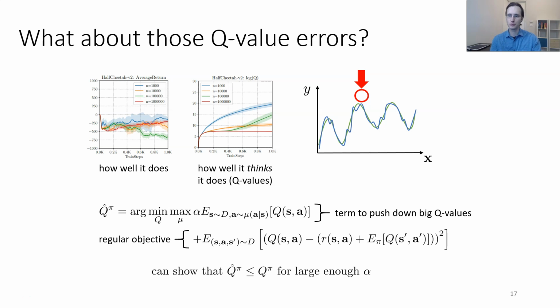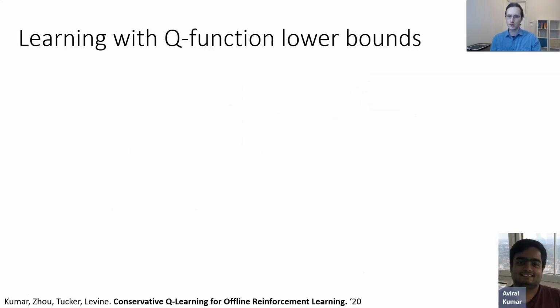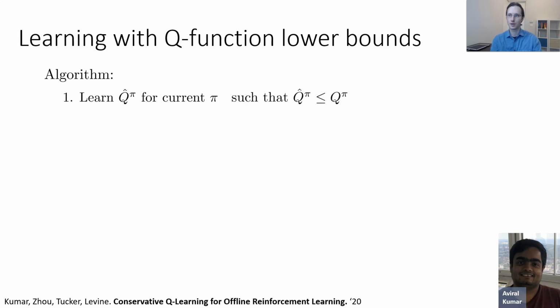It turns out that you can prove that Q hat pi is less than or equal to Q pi, meaning that it's less than or equal to the true Q function for pi if alpha is large enough. And that's really nice because that means that if you choose a large enough alpha, you will not overestimate. So this is an algorithm developed primarily by Avril Kumar, and the idea is very simple. You're going to learn your Q hat pi, which is a lower bound on the true Q function for a policy pi, and then you will update your policy to take the argmax of the expected value of Q hat pi under that policy, and repeat this process.